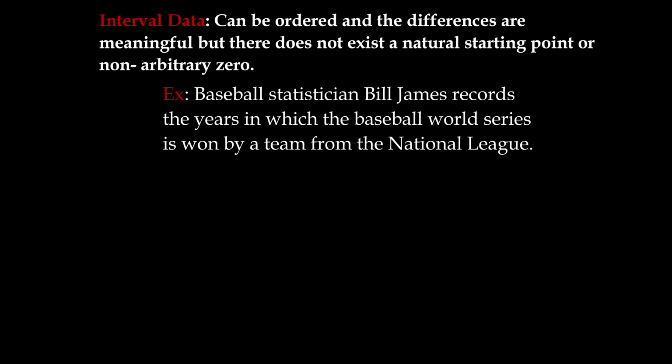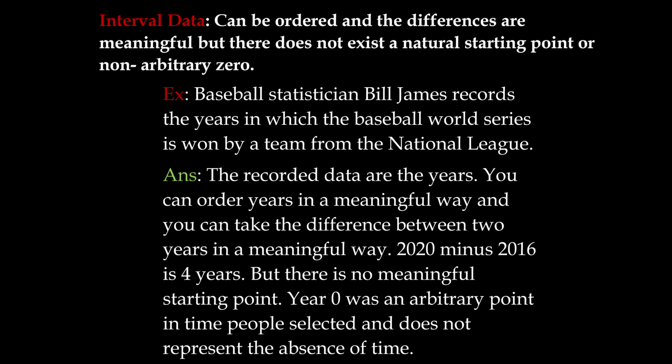For example, if a statistician records the years in which the Baseball World Series is won by a team from the National League, the data being recorded would be the year. Now, years can be arranged in a meaningful way, and you can find the difference between them. However, there's no meaningful starting point here. See, what is year 0? Year 0 was an arbitrary point in time that people selected. The key word here is arbitrary. If you ever have an arbitrary 0 point, it usually references interval data.